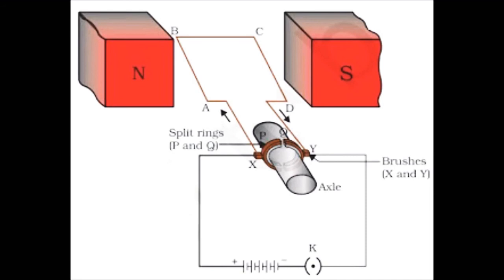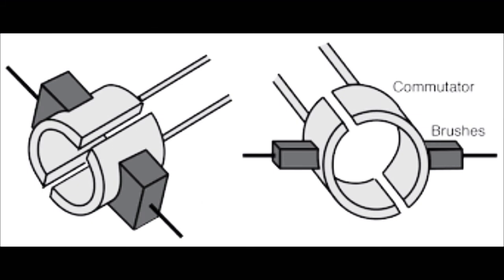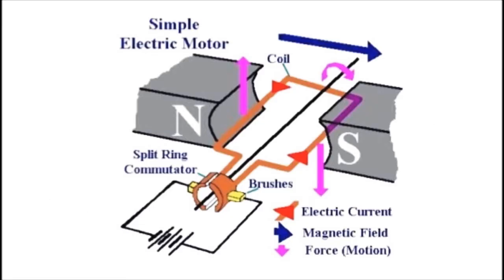For the next half rotation, P gets contact with brush Y and Q with brush X. Now the current flows from D-C-B-A of the coil. The commutators are the device which helps in flowing the current in the reverse direction. As there is a reverse of current flow, the force on the conductor also reverses. Where earlier it pushed down, the coil AB now pushes up according to Fleming's law. This continuously keeps the coil and the axle rotating.